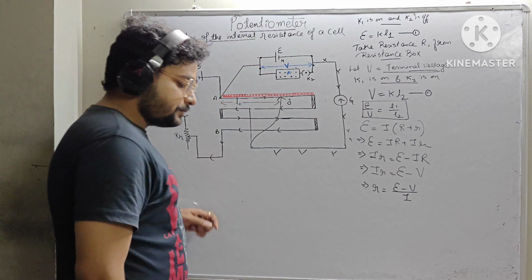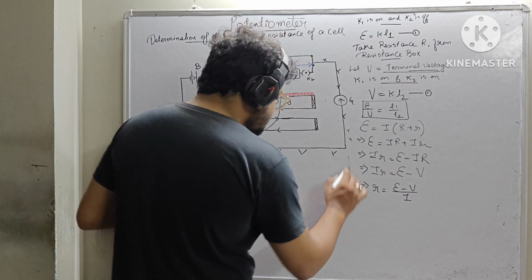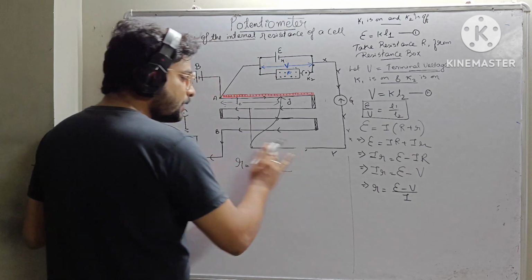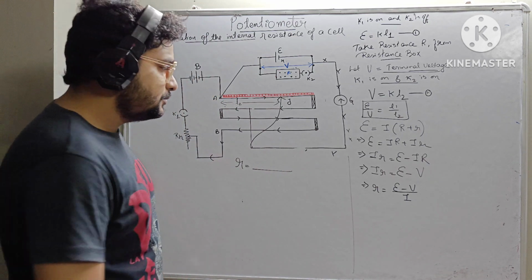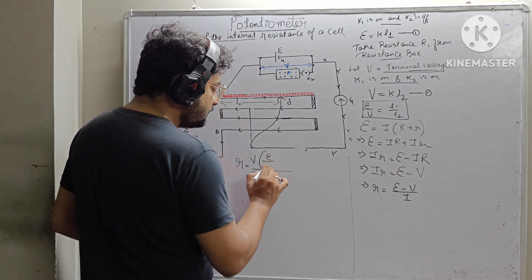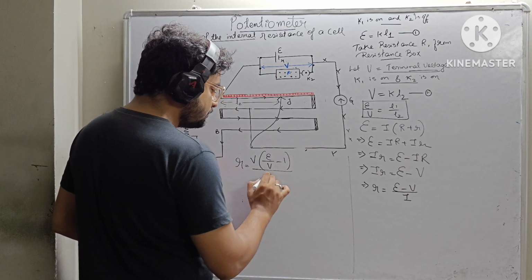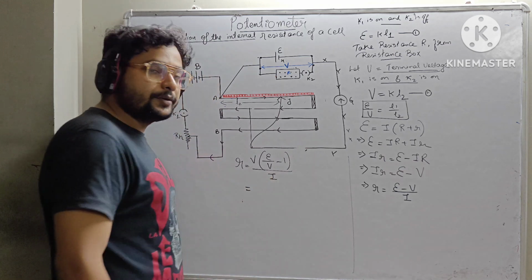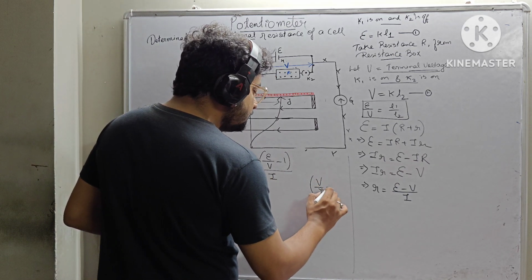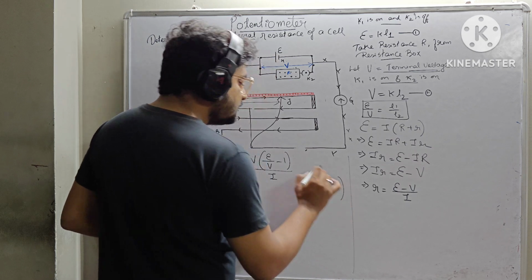Now over here I can do a slight adjustment. From the numerator I am taking V common. So I will be left with (E by V minus 1) into V by I. Now what is V by I? V by I will be equal to the external resistance.